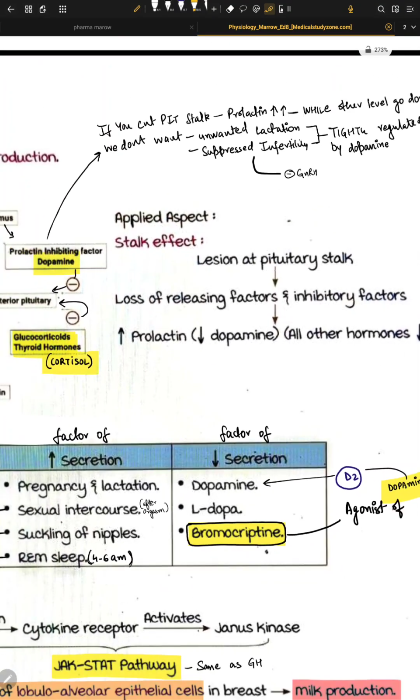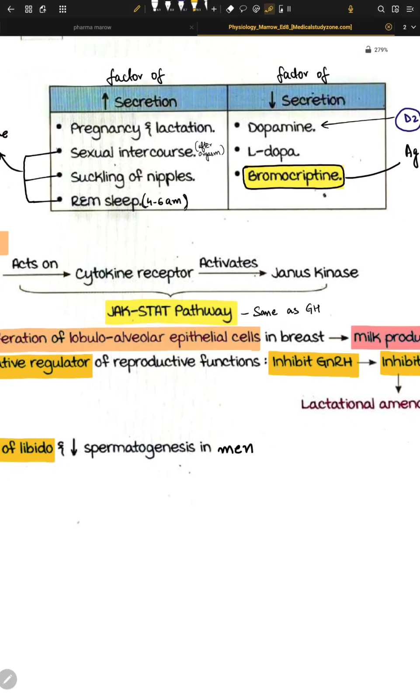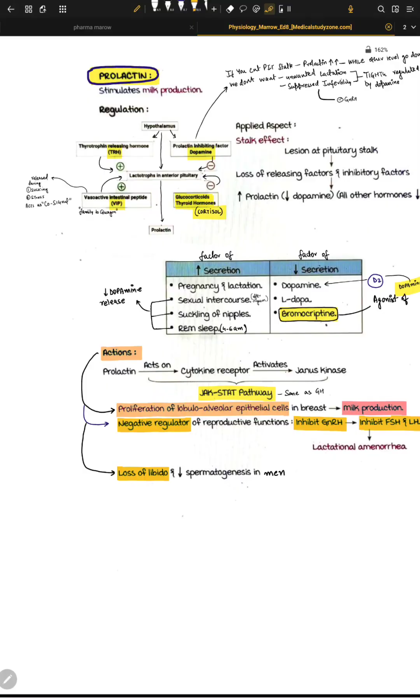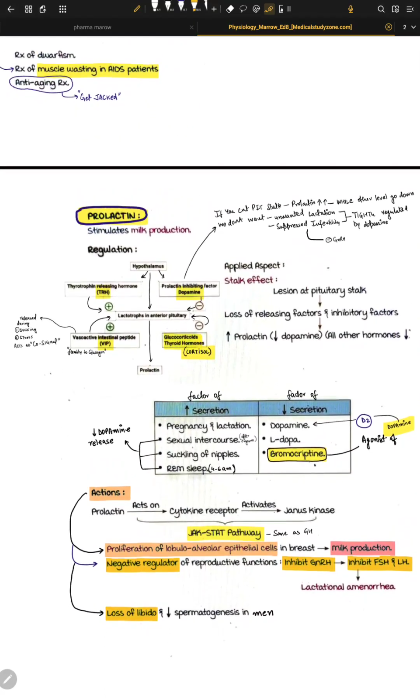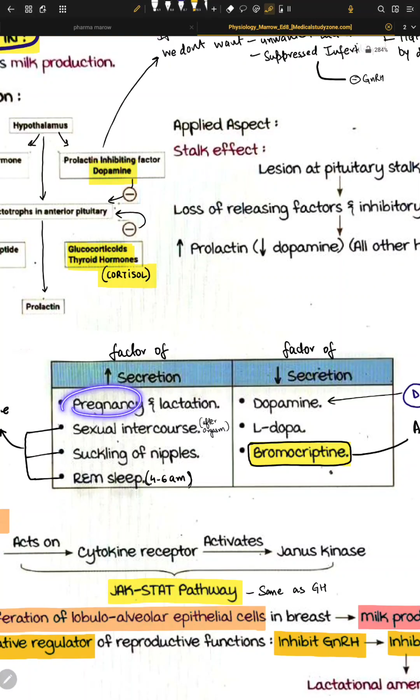You will not have a lot of sex drive, you will lose sex drive. Your GnRH will be inhibited for women, and so it really works like that. What are the factors of secretion? Well, if you're pregnant, if you're lactating, you will have a lot of prolactin. If you're having sexual intercourse, if you're having a lot of orgasms, if you're sucking on nipples, if you are having REM sleep, the early morning sleep.